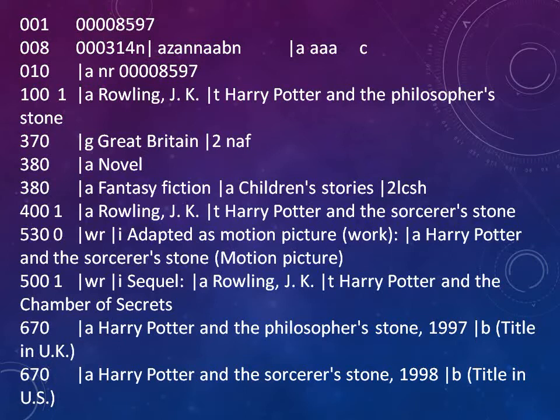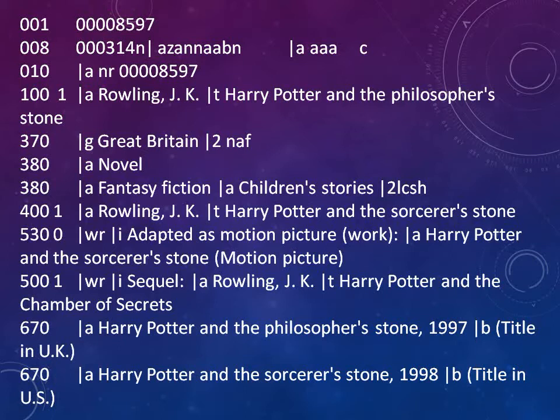As you can see in the 400 field, they've used the title of when it was published in America, Harry Potter and the Sorcerer's Stone, as a cross-reference. So no matter which way they're looking for the book, they'll be able to find it. You'll see some 5XX fields there, one for the motion picture adaptation of the work, and another one for the sequel, Harry Potter and the Chamber of Secrets.